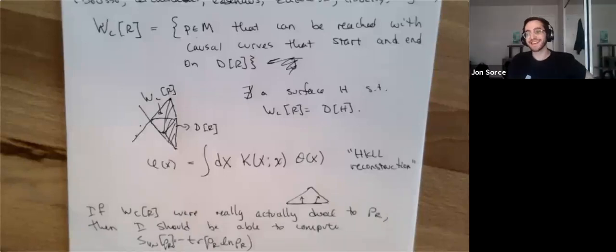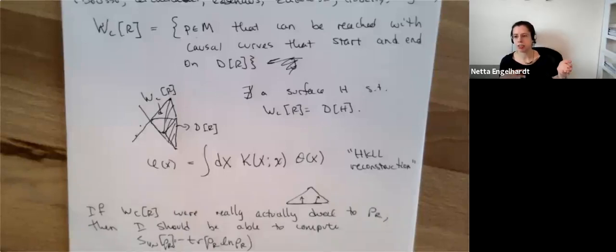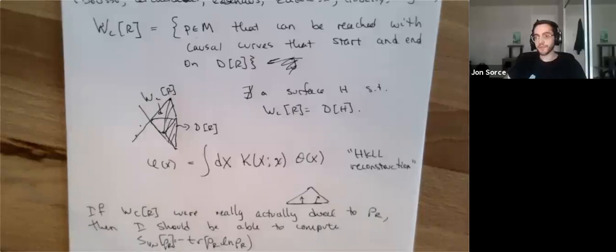It gains extra space. So the causal wedge is included inside of a domain of dependence, but in and of itself it is not its own domain of dependence. Yeah. Thank you. Other questions?